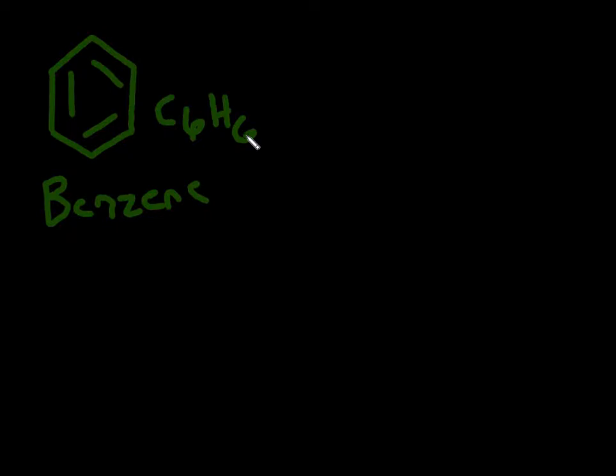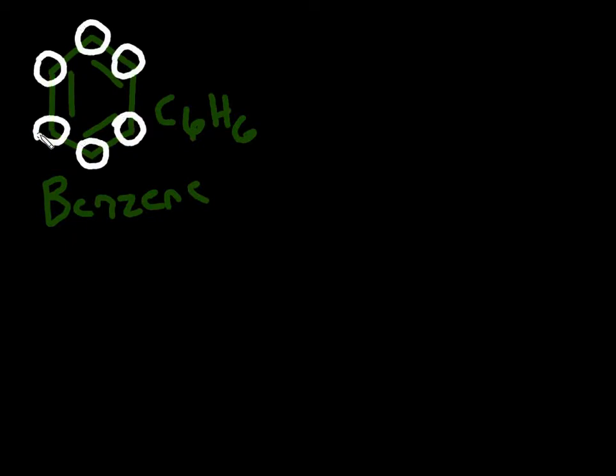C6H6. We know that we have 6 carbons: 1, 2, 3, 4, 5, 6. And when there are double bonds there, we always know that there's only one hydrogen attached, because that carbon is sp2 hybridized. It can only hold one hydrogen. 1, 2, 3, 4, 5, 6.